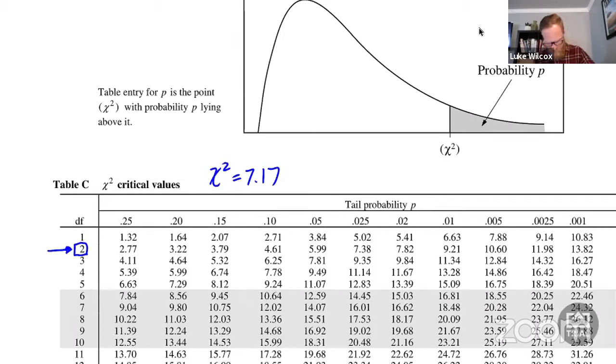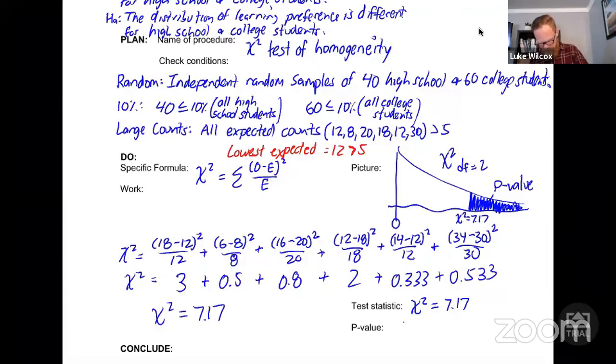Now I'm looking for 7.17, and I don't see it, but I do see 5.99, and I do see 7.38. And my chi-squared value would be somewhere between those 2. And so if you look above those where it says tail probability, this is exactly what we're looking for, the tail probability. And what we know now is that the tail probability has to be between 0.025 and 0.05. So let's go back to the activity and let's record our p-value as between 0.025 and 0.05. Now, that'll be enough for us to actually write out our conclusion.